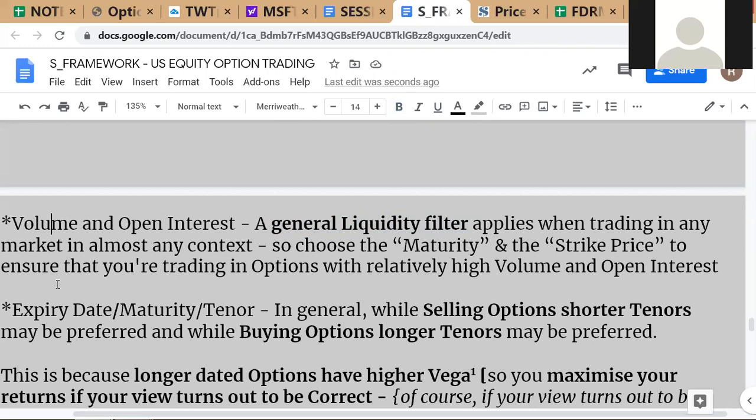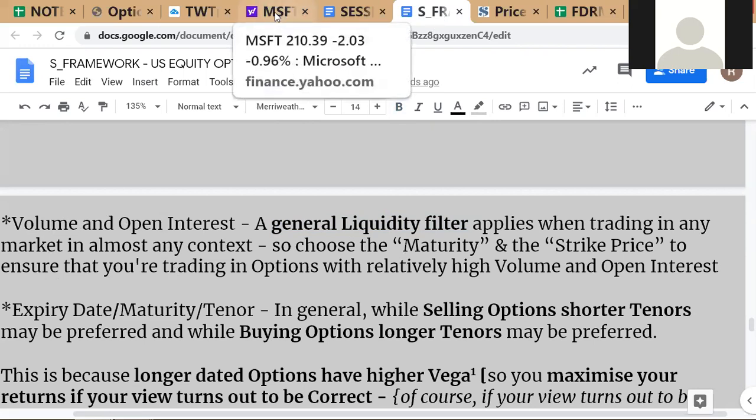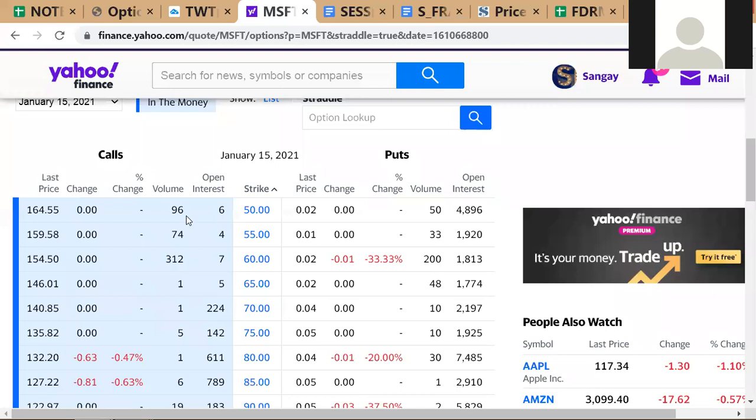So generally I want to go for maturity and strike which have higher liquidity. For any maturity, you will notice that we are looking at Jan 15 right now.